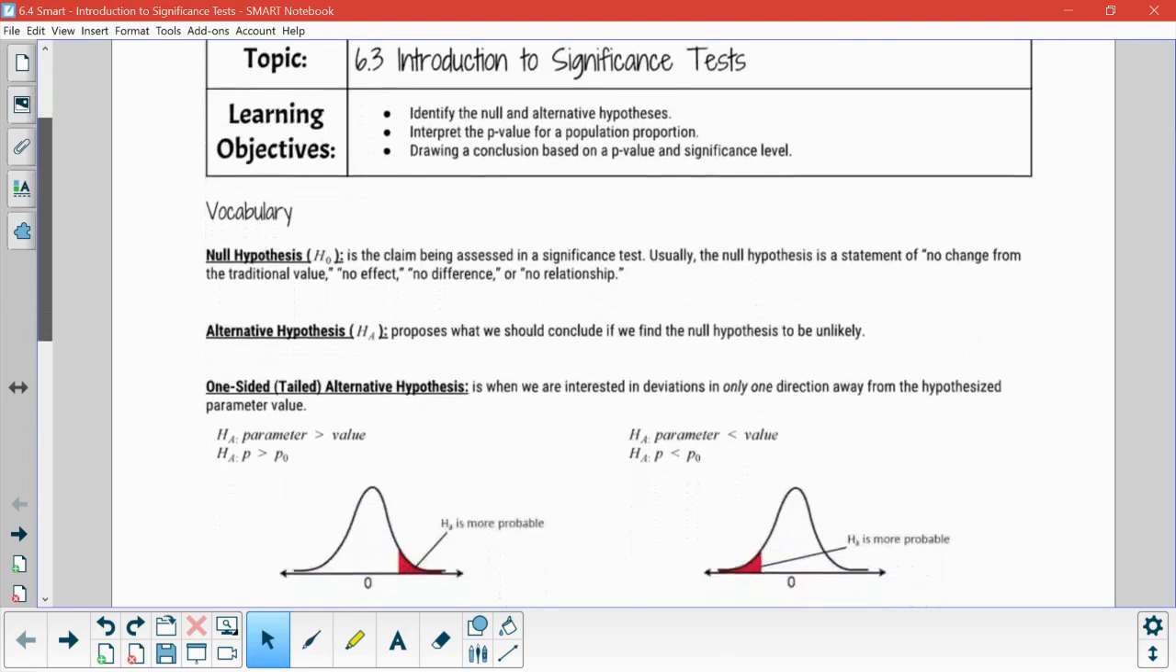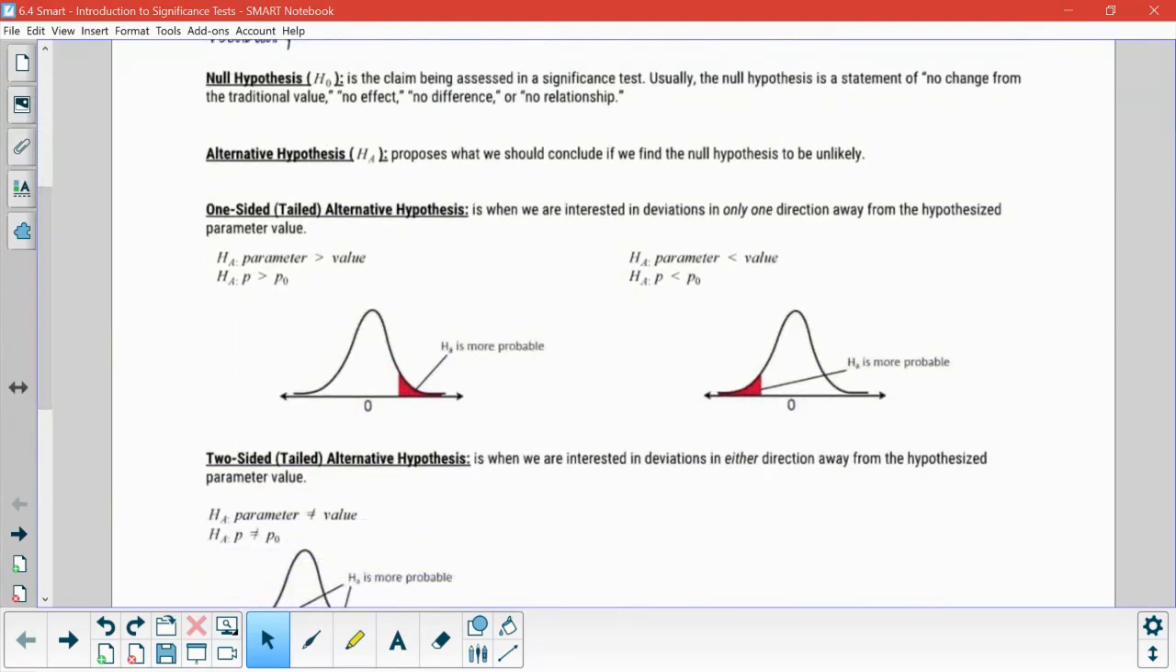So first, let's get into some vocabulary. We have our null hypothesis, which we denote as H subscript 0. It is the claim being assessed in a significance test. Now, I do refer to this as a significance test. Sometimes I call it a hypothesis test. Exact same thing. Usually the null hypothesis is a statement of no change from the traditional value, no effect, no difference, or no relationship. So when you are reading your question, the null is typically what they tell you to be true, what their claim is, what they are saying is happening for the population. That's going to be our null hypothesis value.